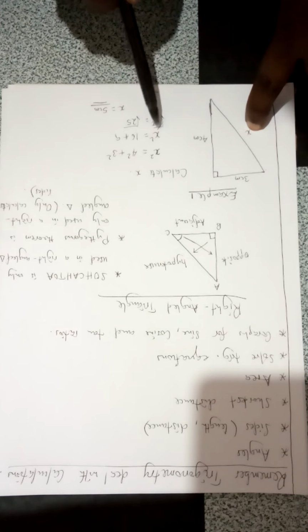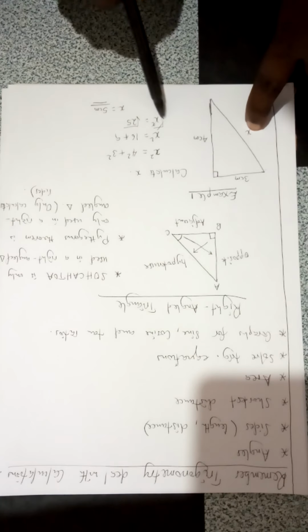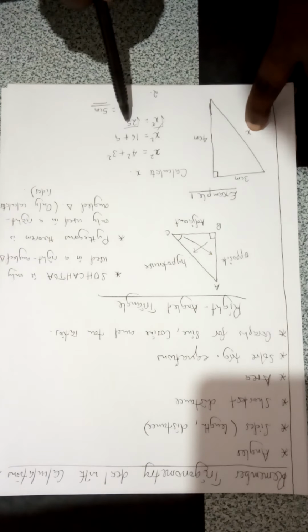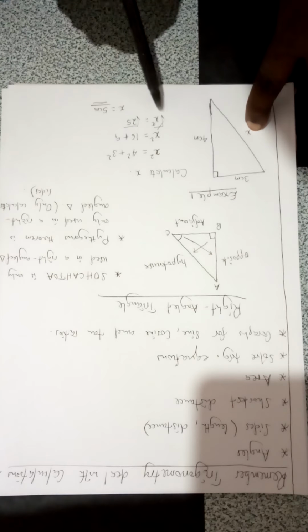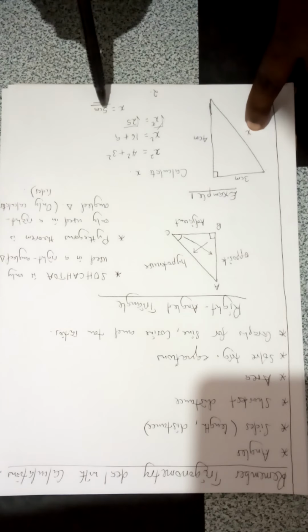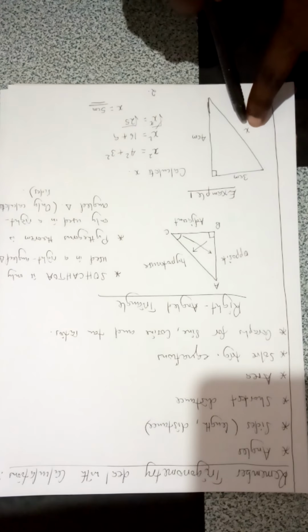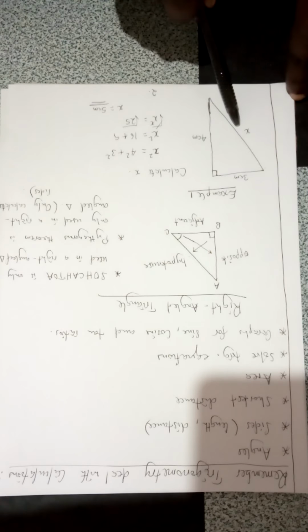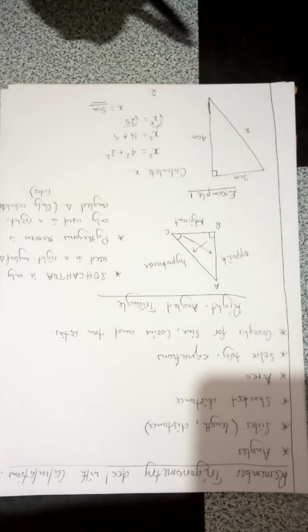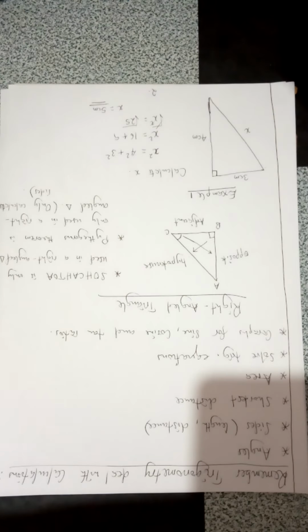And then since it is a square, you have to get rid of the square by introducing a square root on both sides. If you cancel the square and the square root, the square root of 25 gives you 5 centimeters. So this side here is 5 centimeters. That is the application of the Pythagoras Theorem.